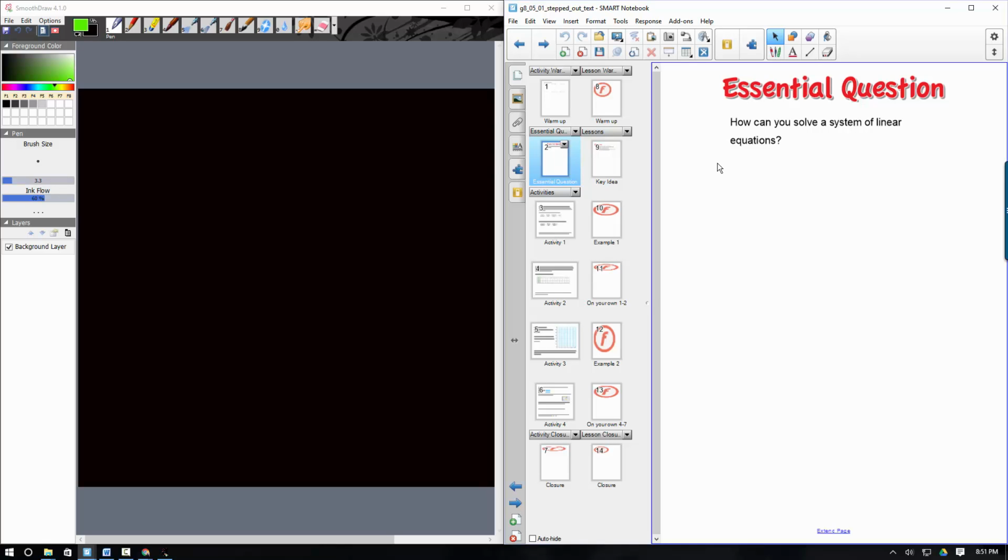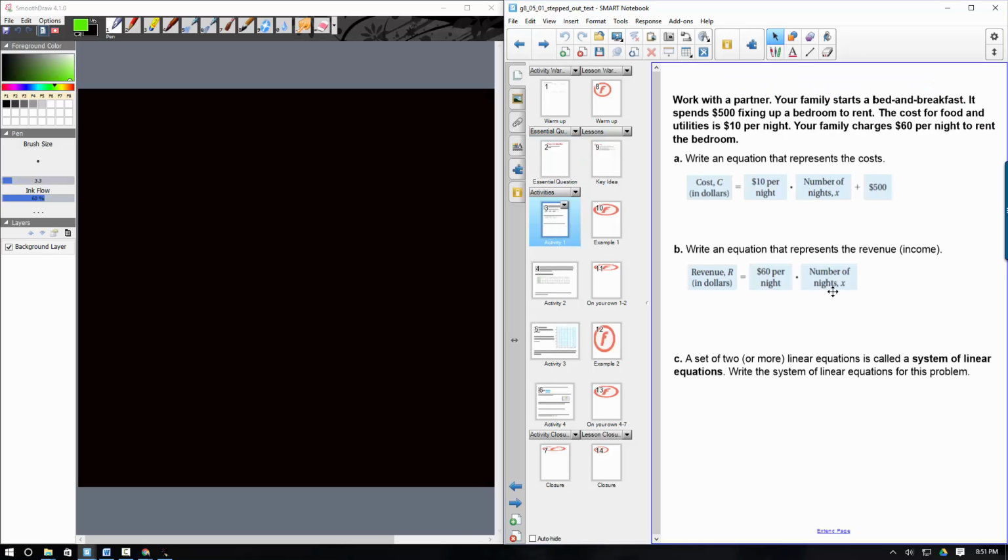So how could you solve a system of linear equations? That's what we're going to be doing today. And basically what that means is, how do you set two equations equal to each other? So let's look at a scenario where we might want to do this. Imagine that your family starts a bed and breakfast, and it spends $500 fixing up a bedroom to rent, and the cost for food and utilities is $10 per night. And then your family charges $60 per night to rent the room.